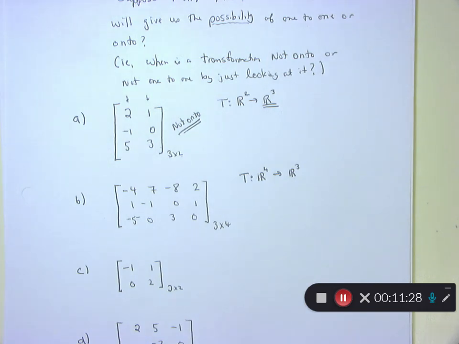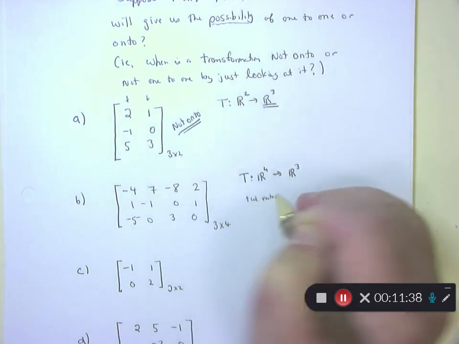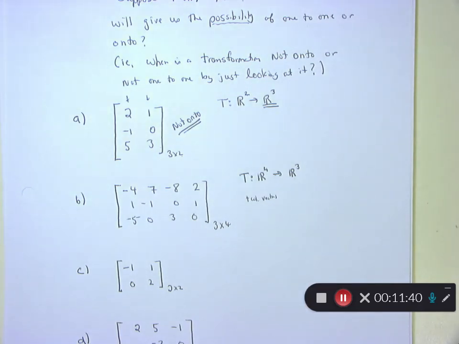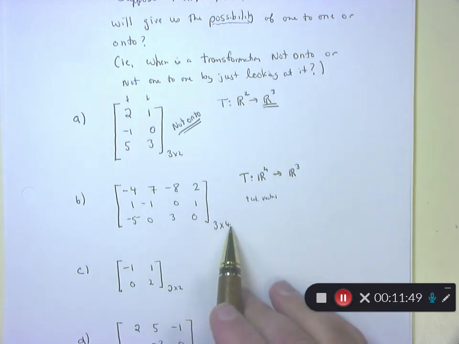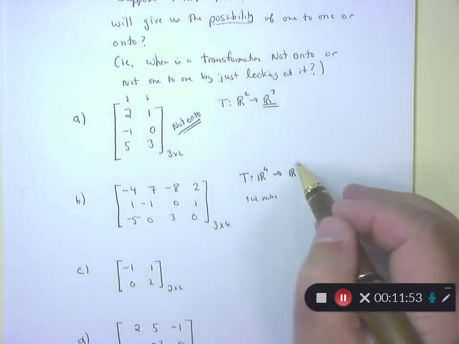So what can you tell me? Well, first off, how many column vectors do I have? Just looking at it, it says 3 by 4, so I have 4 column vectors, right? Does that make sense? All right. Now, what can you tell me? Well, this thing is 3 by 4, okay? And so we're going over here to R3.